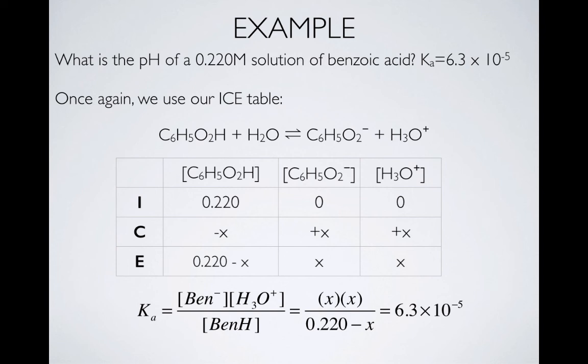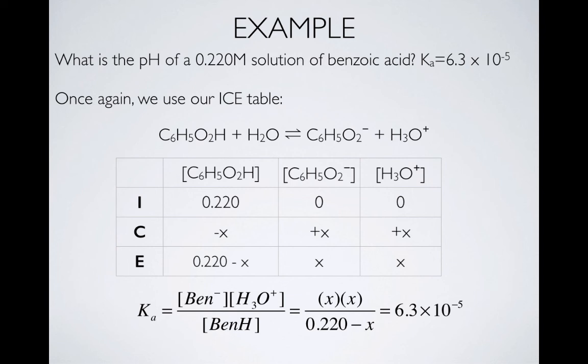So our Ka equation we get just directly from our reaction up there. It's products over reactants. So concentration of H3O+ times the concentration of the benzoate ion, the negative charge, over the benzoic acid. So those have been abbreviated down there in the Ka equation. If your name is Ben, I apologize. It was just easy to put that in there.